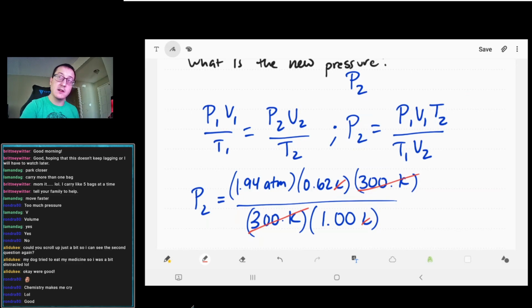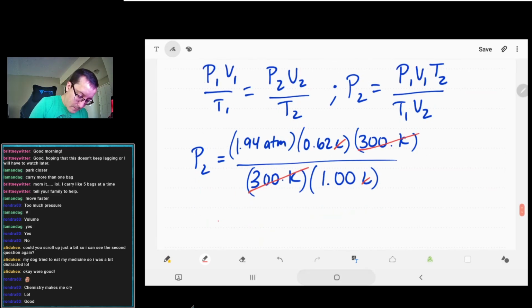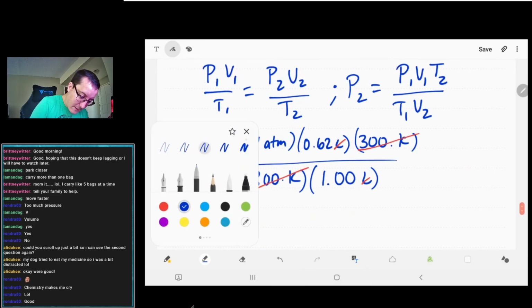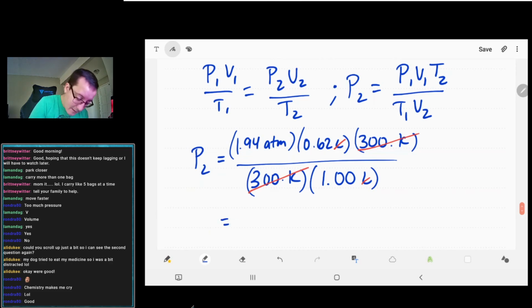1.94 times 0.62. If we do that, it looks like we're just going to have 2 sig figs, so we end up getting 1.2 atmospheres. Note the unit is the same as what it used to be.